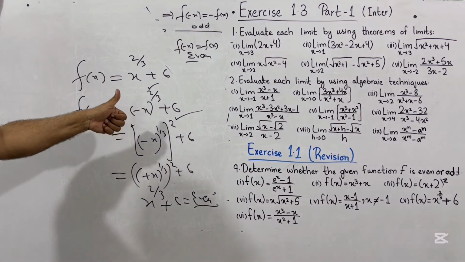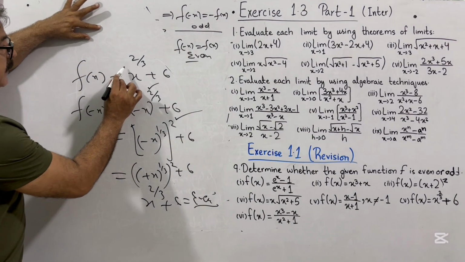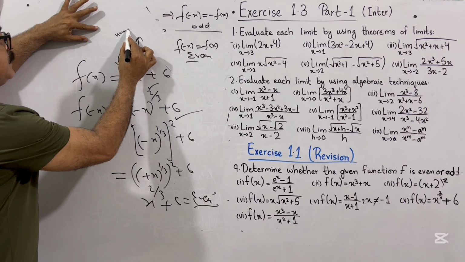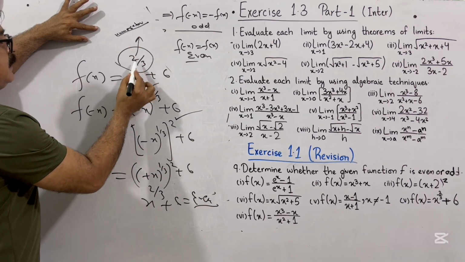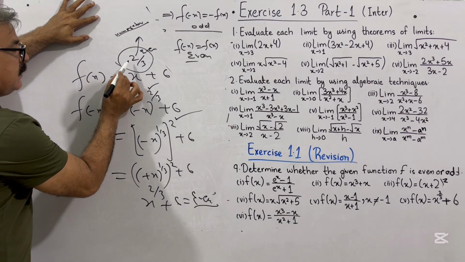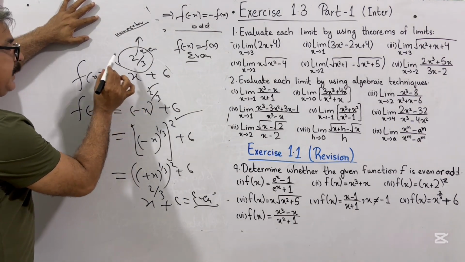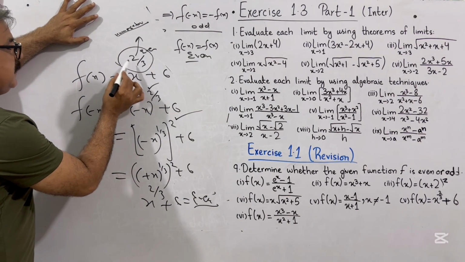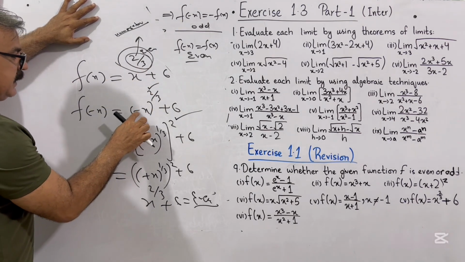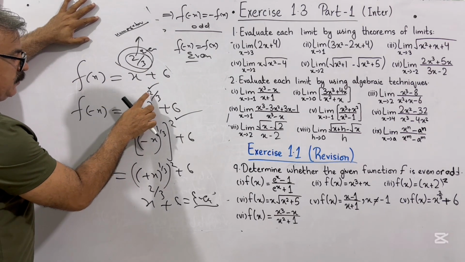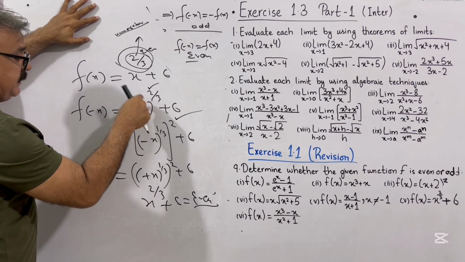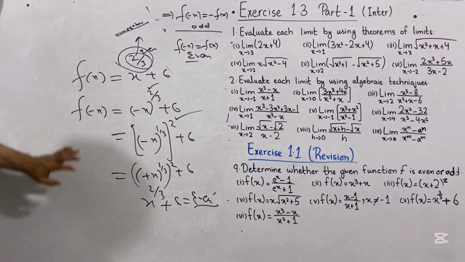Let me stress this part. In a fraction, the numerator part is the decisive factor. If it is even, then the fraction works like even. If it is odd, then the fraction works like odd. Here, the numerator part is even, so this fraction works as even. It turned negative into positive owing to the virtue of this even character. That's why this function is even.